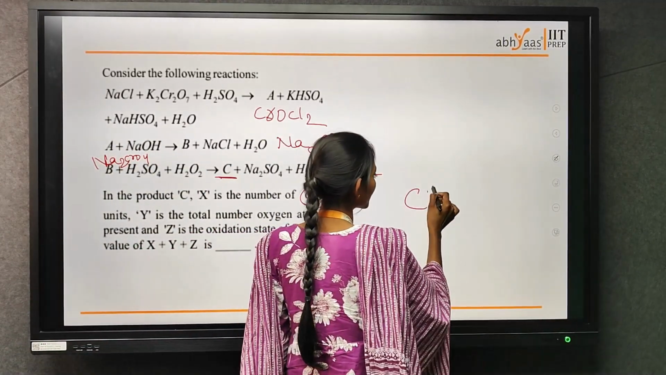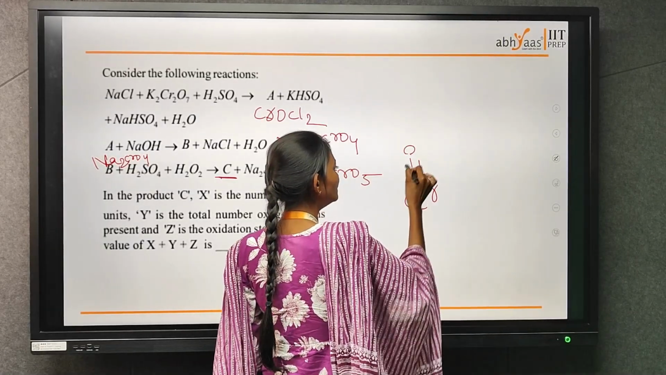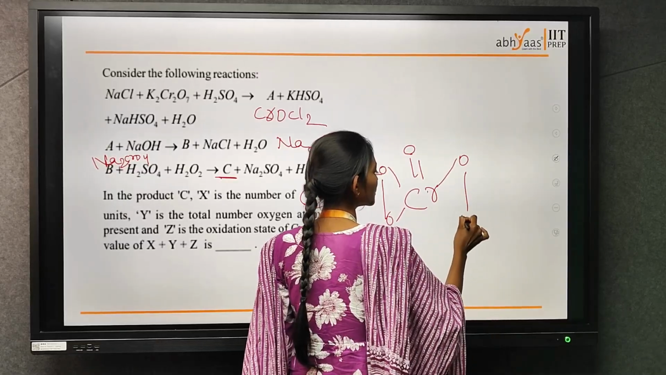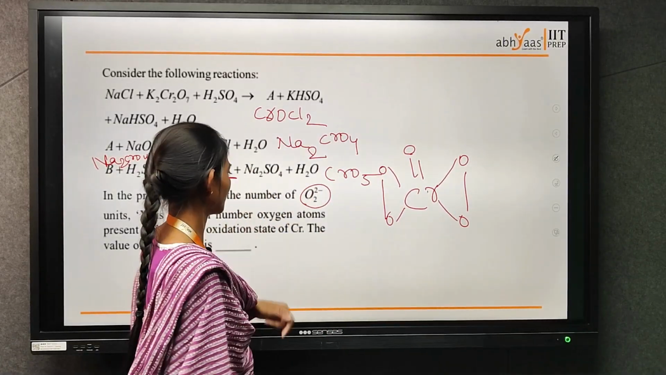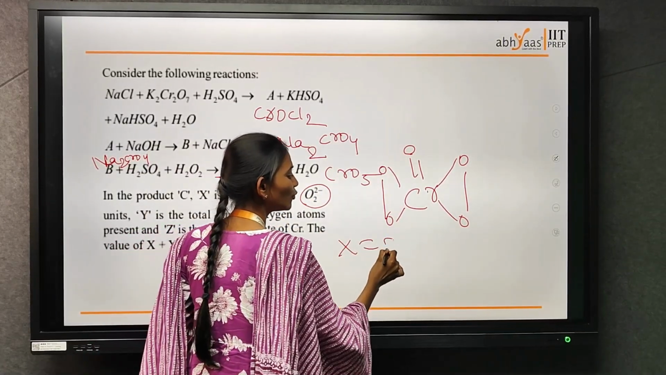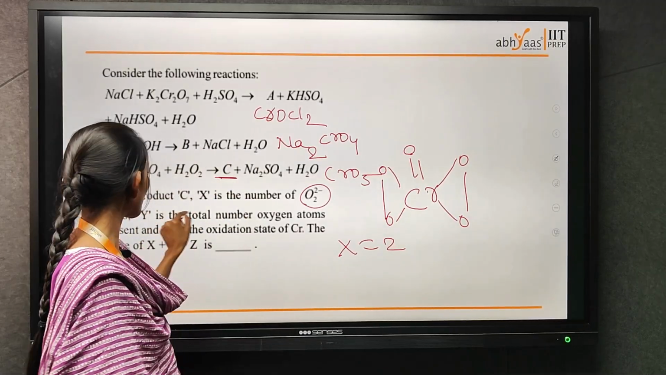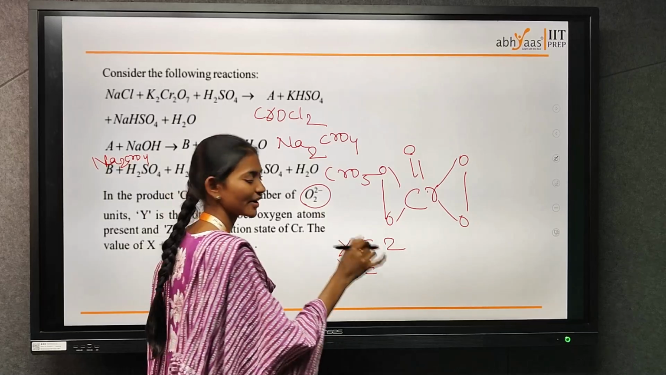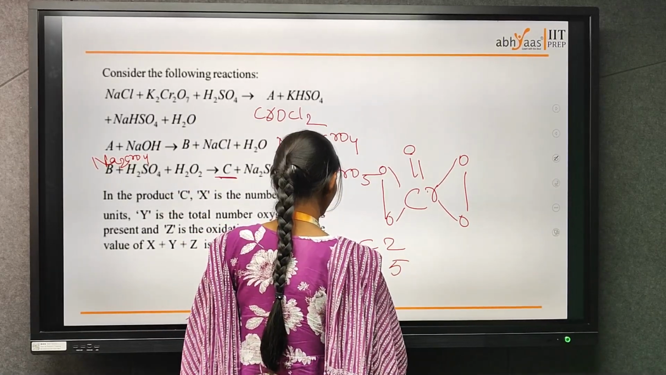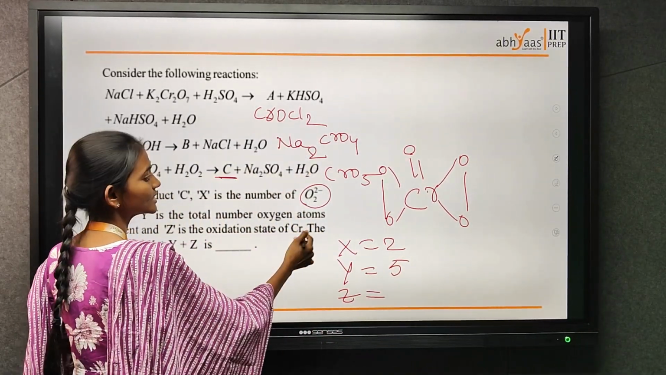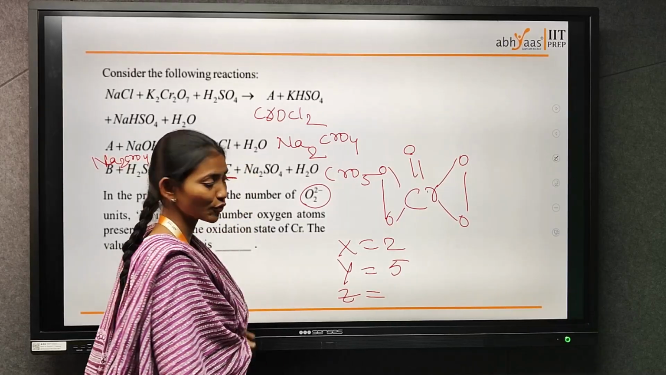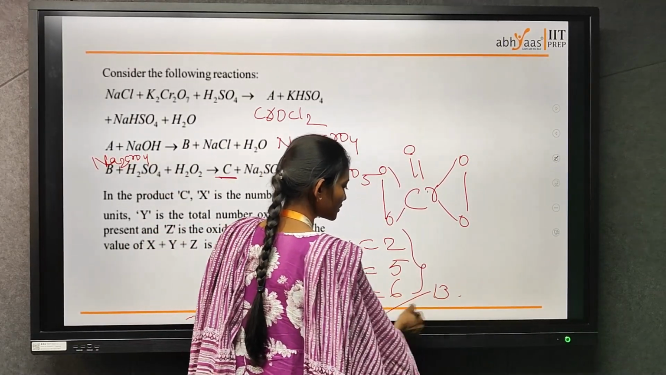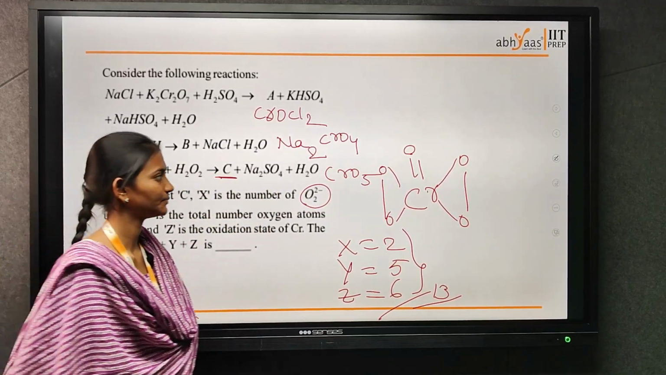Chromium, it is a butterfly structure, right? Chromium double bond O, right? This is your linkage, right? So they are asking for oxygen, means what is the X here? 2 peroxide linkages we are having. And Y is the total number of oxygen atoms. How many oxygen atoms we are having here? 5. And Z is the oxidation state of chromium. What is the oxidation state of chromium? 6 plus. By adding this sum, 2 plus 5 plus 6, you will get 13. So the answer will be 13, right?